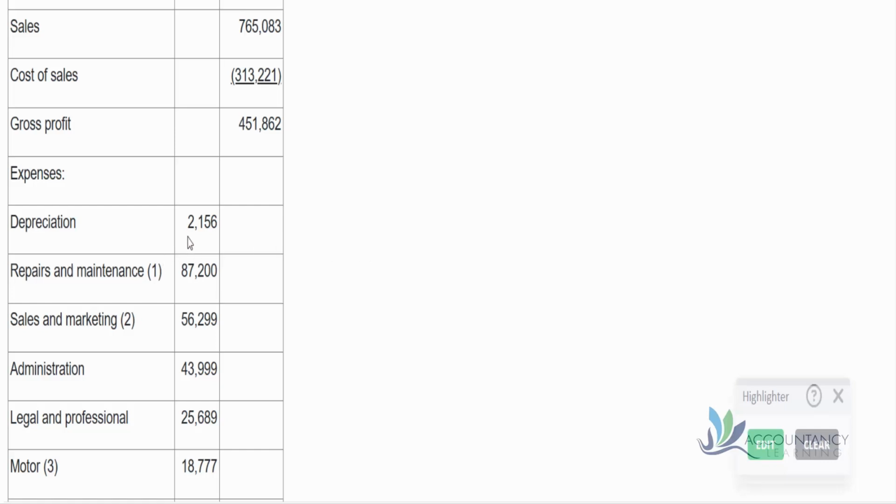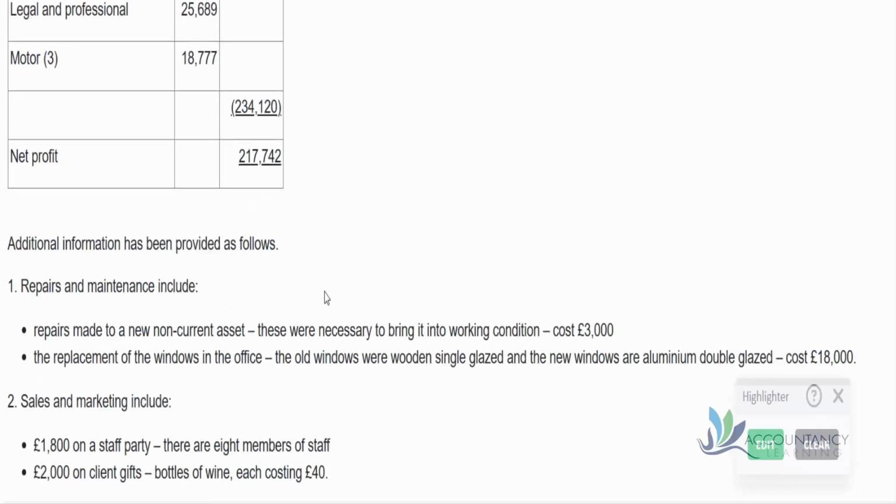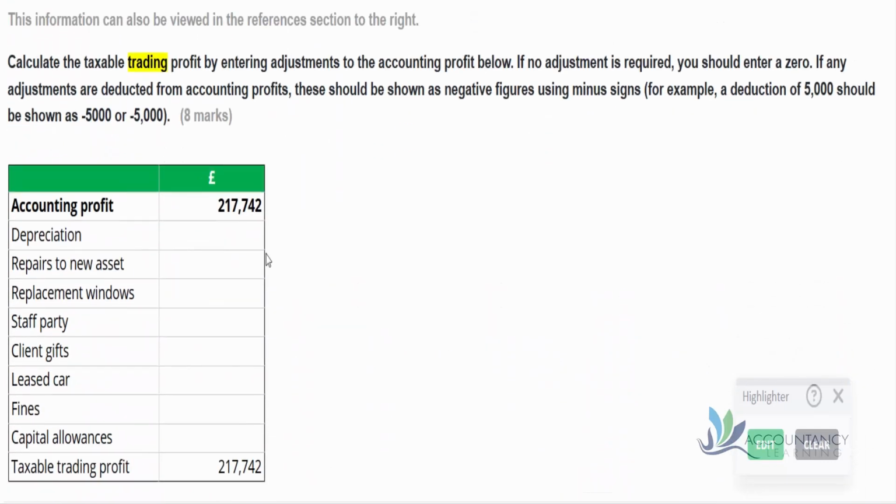So this depreciation of 2156 is deducted from our profits. So what we need to do in our answer is reverse that deduction and add it back. So we can include 2156 as a positive number in our table.